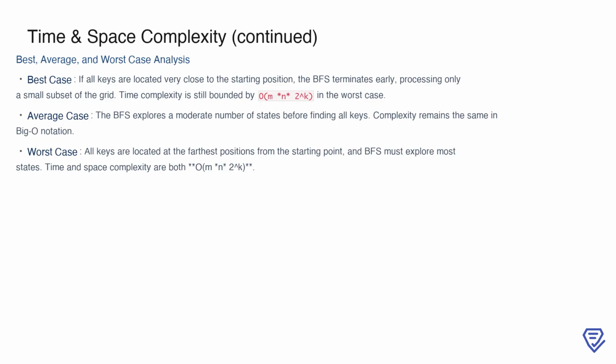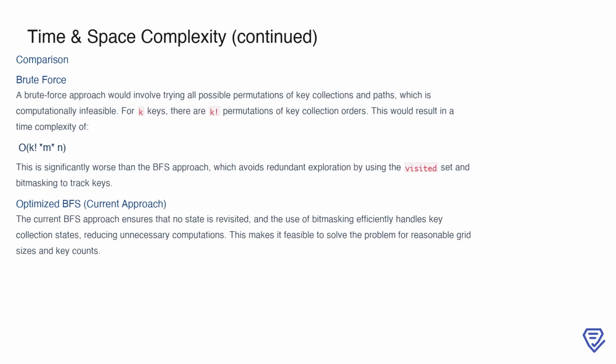In the average case, the BFS explores a moderate number of states before collecting all the keys. And in the worst case, the keys are scattered in the farthest corners of the grid, forcing BFS to explore most of the possible states. In all these scenarios, the time and space complexity remain O of M times N times 2 to the power of K. Now, let's compare our optimized BFS approach with a brute force solution.